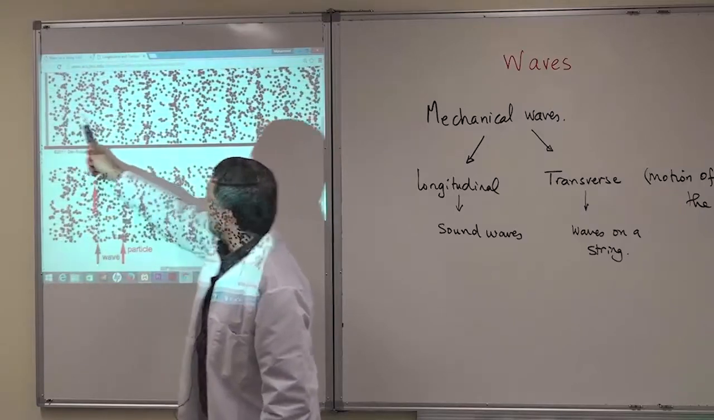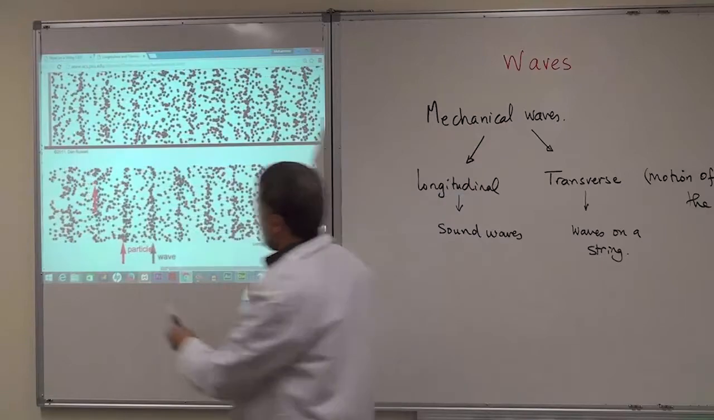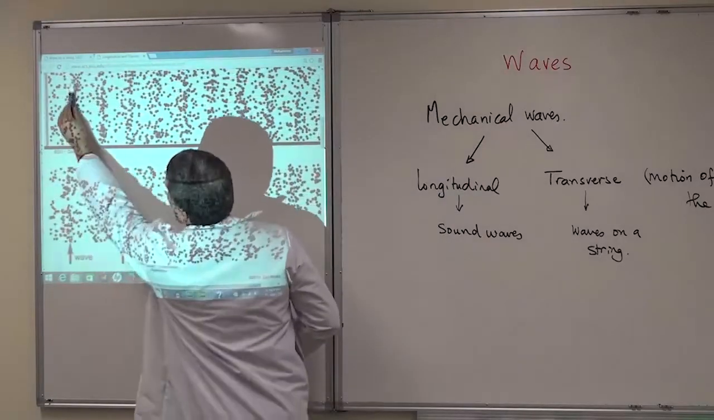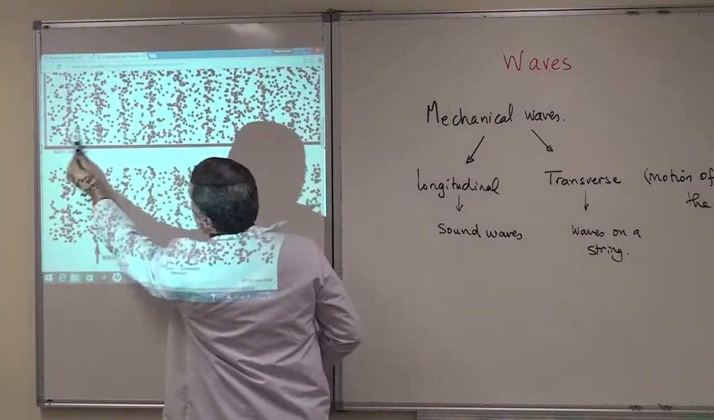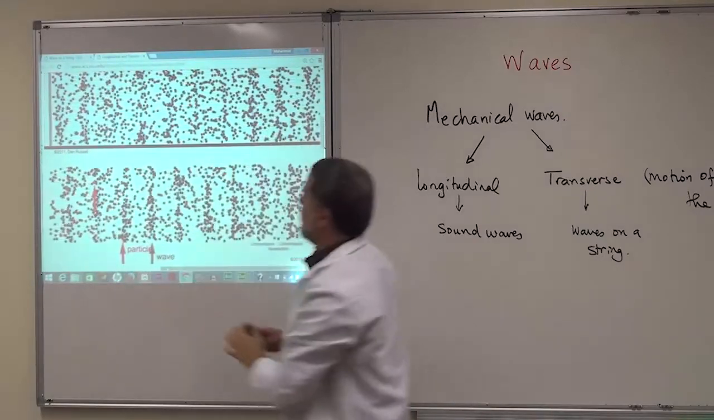The air particles are not moving in this direction. If you concentrate on one, if you look at this part here, it's moving to the right. It means the wave is moving to the right. You can see, if you look carefully.